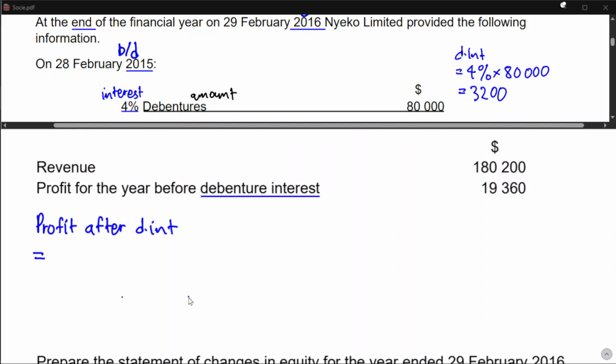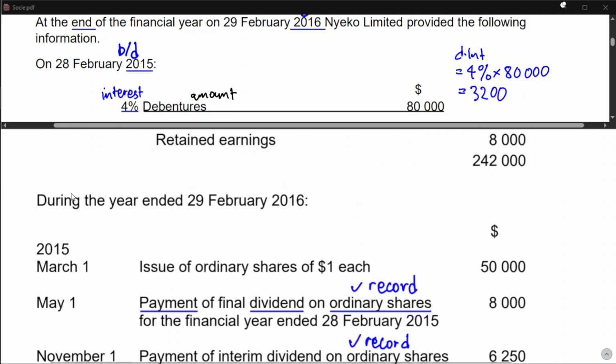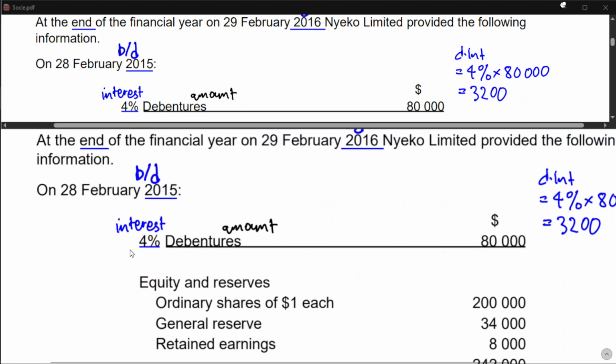So this profit originally is 19,360, but after interest, you need to pay the interest, so it will reduce the profit. So the final answer will be 16,160. So this one I recorded already.